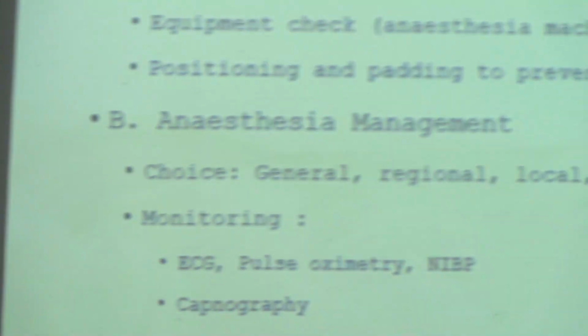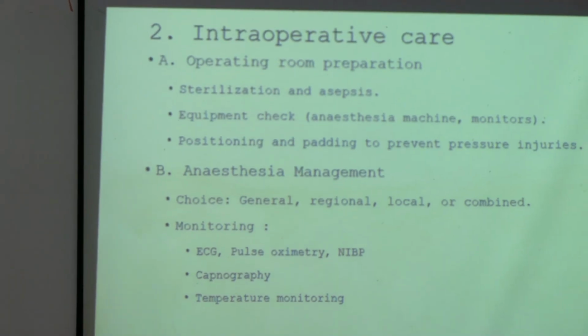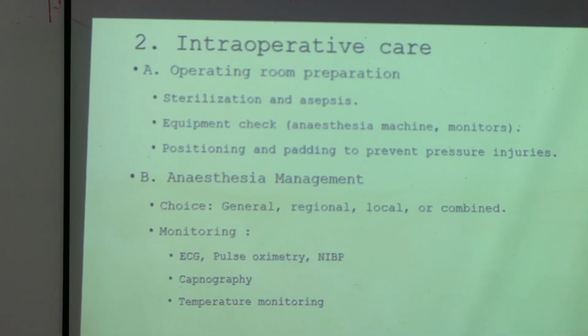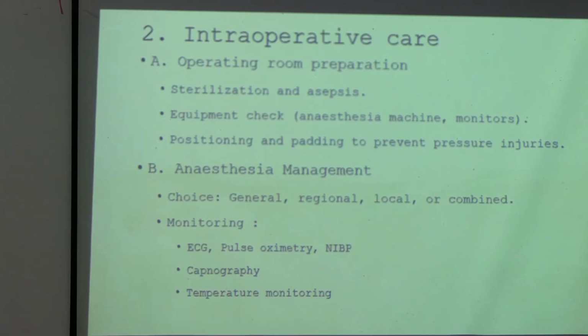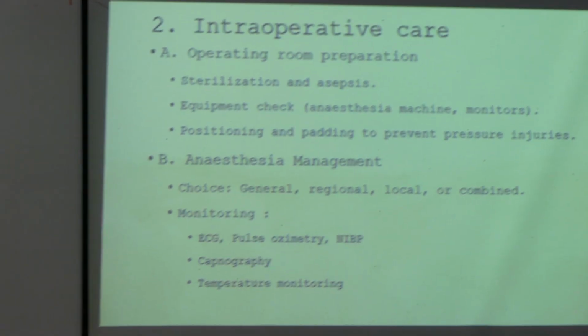And how do you monitor the patient? Different monitors are available. One is ECG monitoring, then pulse oximetry has to be monitored, then non-invasive blood pressure monitoring is available to us. Another is capnography. Capnography measures the level of carbon dioxide the patient is inhaling. And temperature monitoring is also important, especially in a cold area or a place where sub-zero temperatures are there outside.